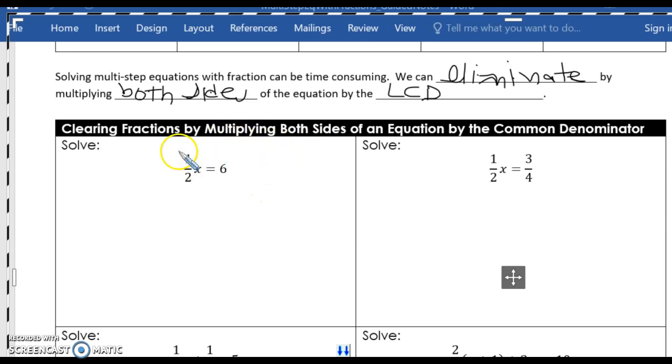So, for example, if we have 1/2 x equals 6, you can get rid of the fraction by multiplying both sides by 2. So here, 2 times 1/2 equals 1, which leaves us with x, and 6 times 2 is 12. So x equals 12.